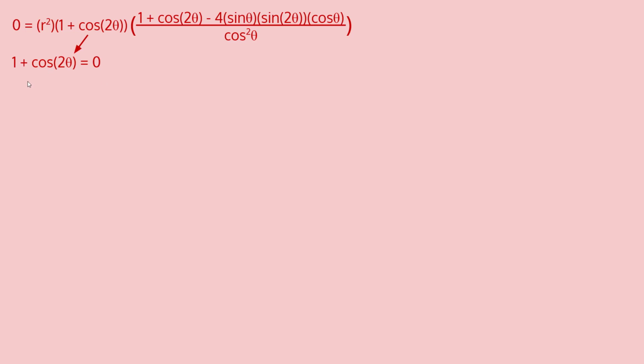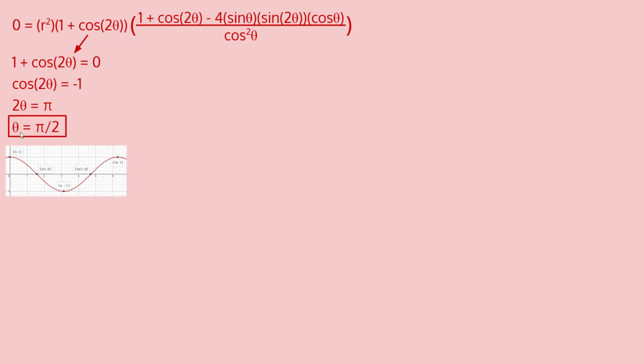So first, let's work with this. So we can say 1 plus cos 2 theta equals 0 in order to make this entire equation up here equal 0. So this is going to give us some of the solutions. So I rearranged to get that cos 2 theta must equal negative 1. And here's the graph for cos theta. So when does it equal negative 1? Well, that's when x equals pi. So in this case, we're saying that 2 theta equals pi. And so, in other words, theta must equal pi over 2.